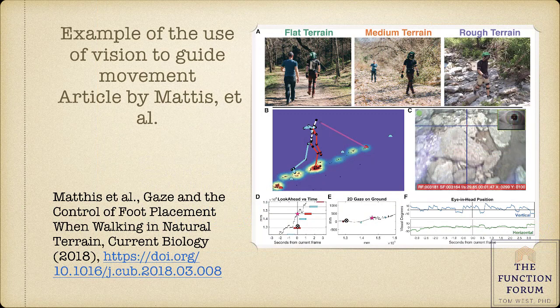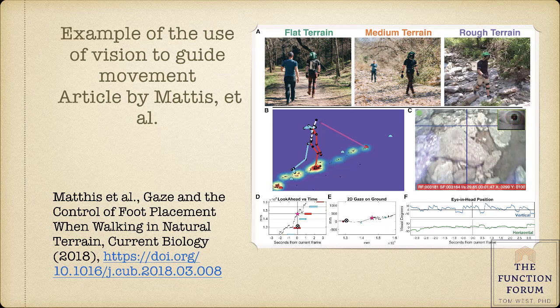So one study that I just read, and I think shows this really well and utilizes some really cool technology, is a study by Matthis et al. in Current Biology. And they wanted to look at how your body uses vision in different ways depending upon the challenge of the terrain that you may be walking across. So as you can see in the picture on the right here, they had subjects perform just a general walking task. They weren't given any other instructions except getting from point A to point B, however they chose to.